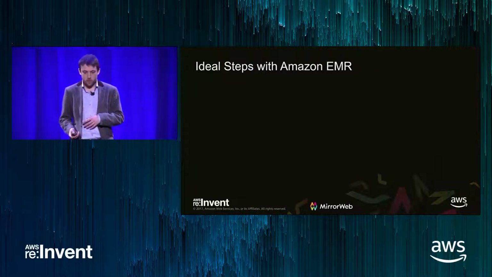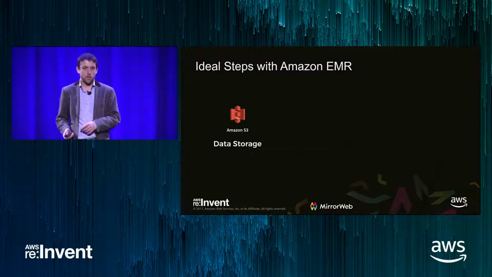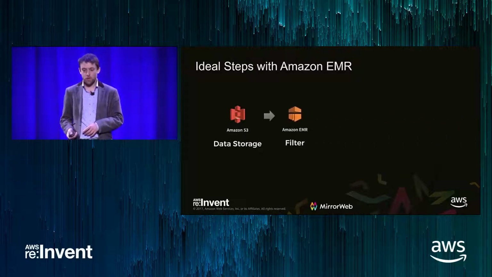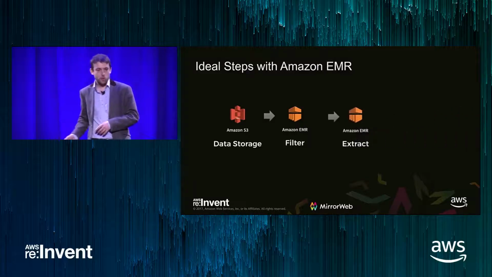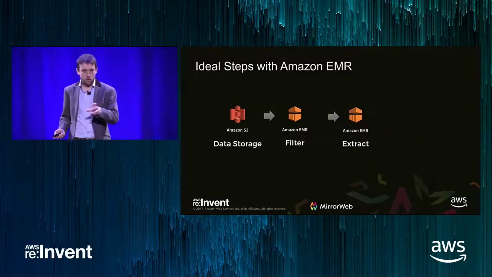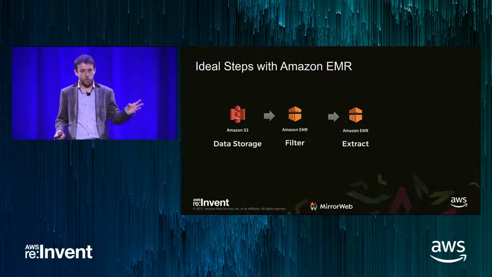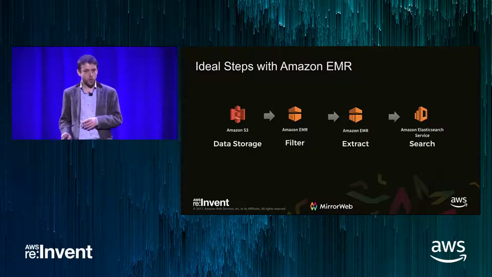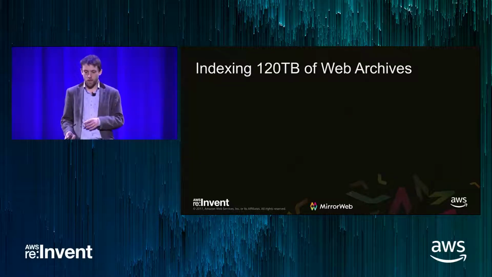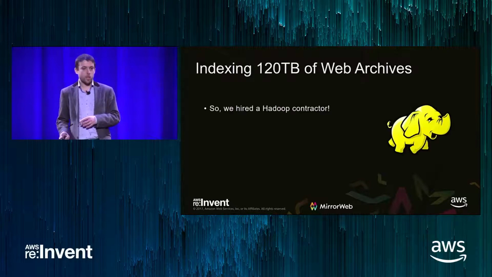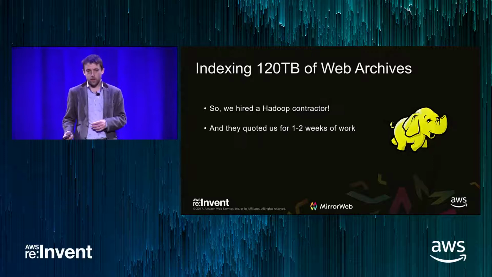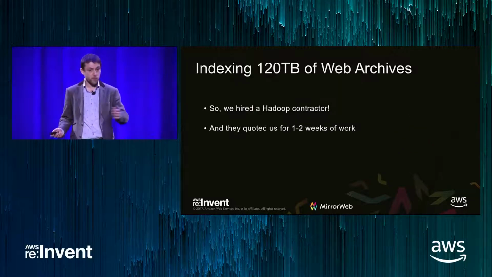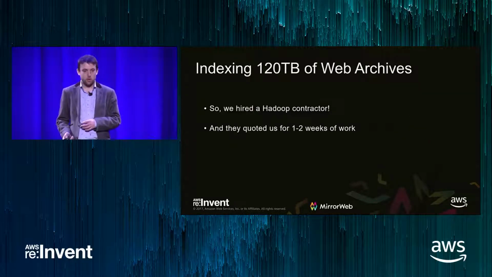Now, what I wanted to do with the ingest job was to take the data stored in S3, process it with EMR through a filter stage, then do an extract stage where we then extracted the full text search from the documents that were in scope, and then we pushed that into the Elasticsearch. We didn't have experience of Hadoop, so we hired a Hadoop contractor, and they quoted us for 1 to 2 weeks of work to move this data into Elasticsearch.